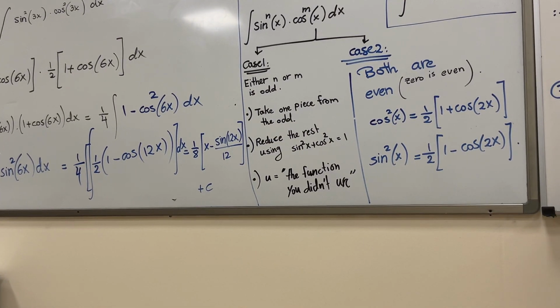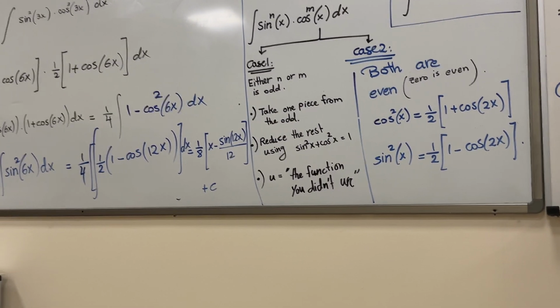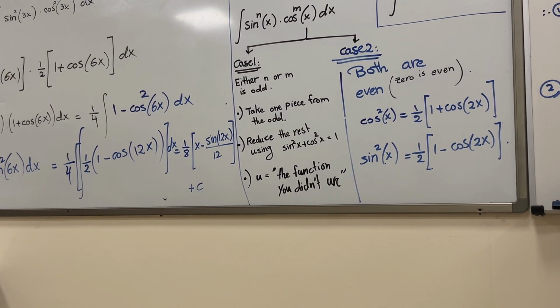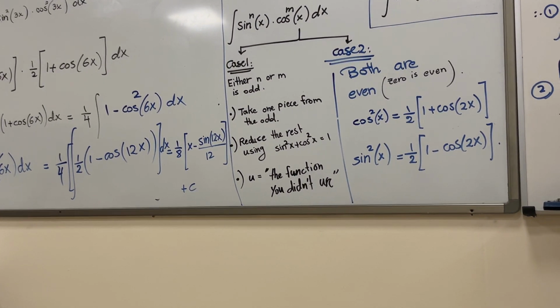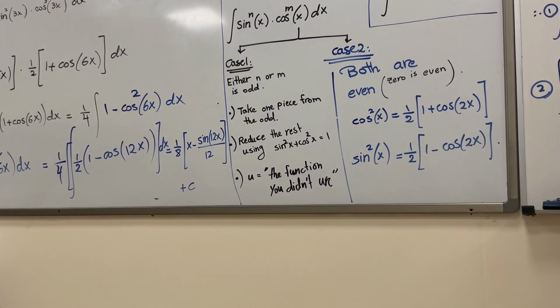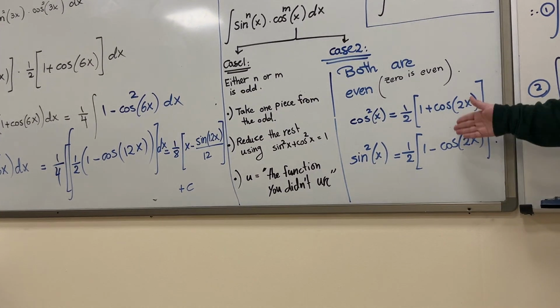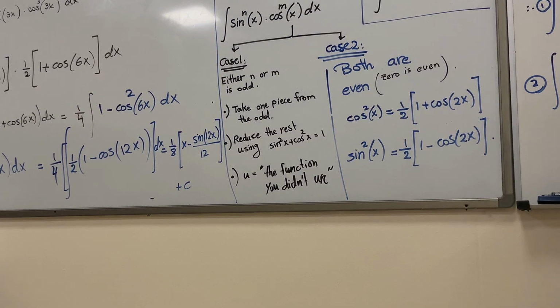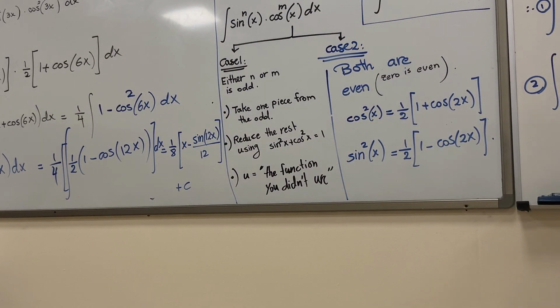Any question? So if I want to integrate cosine power 4, I do this. Cosine power 6, I do this. Cosine power 10 times cosine power 20, I do this. Okay? Alright.